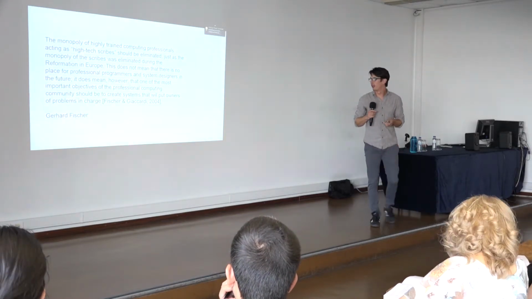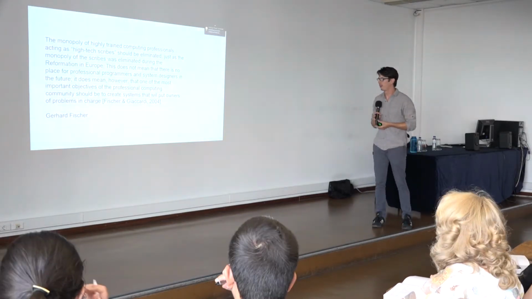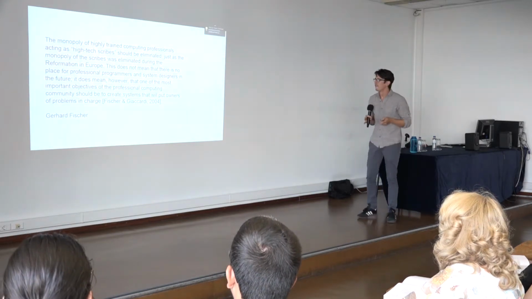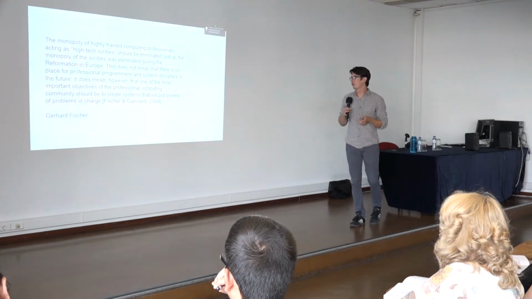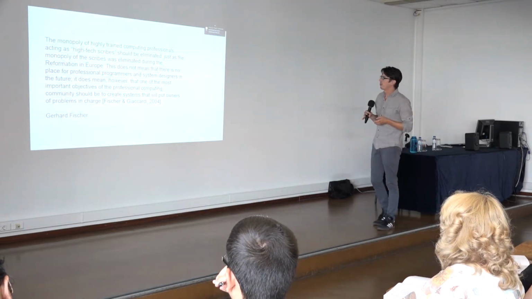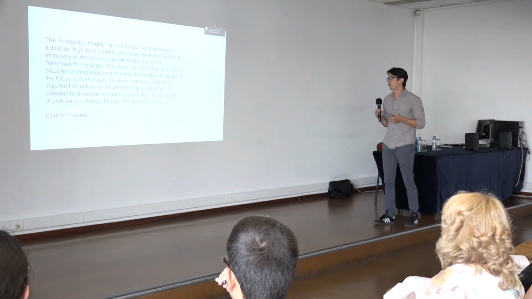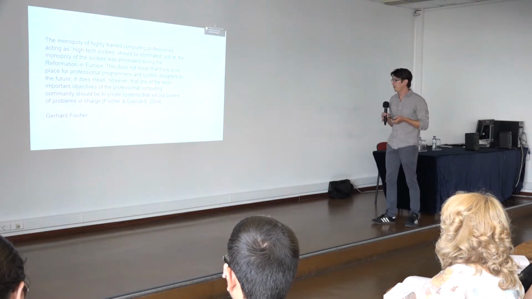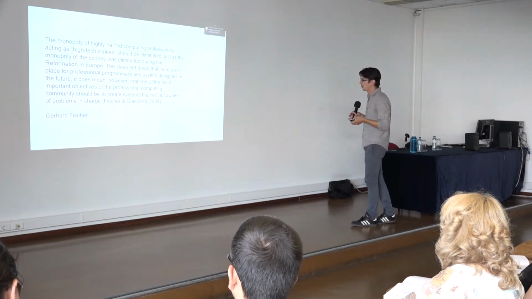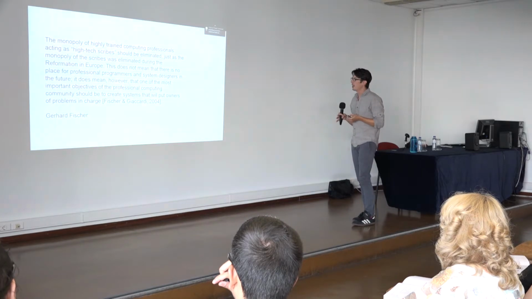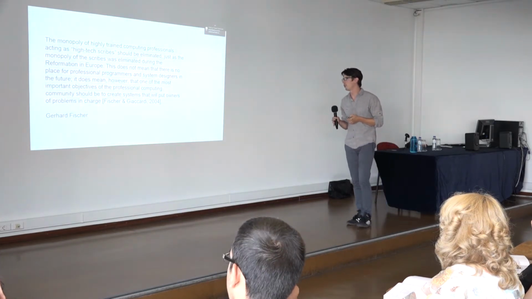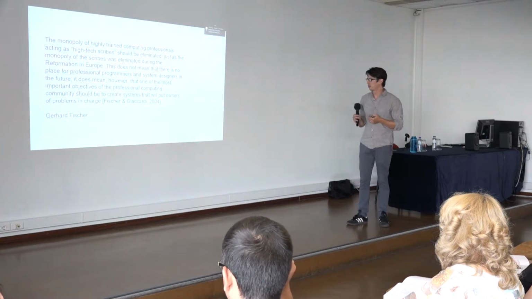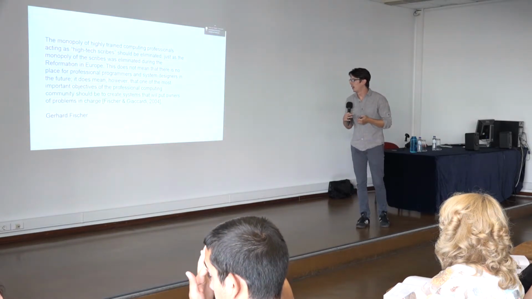He goes on, and I include this quote just because I think it's actually fairly relevant to the digital humanities. The monopoly of highly trained computing professionals acting as high-tech scribes should be eliminated, just as the monopoly of the scribes was eliminated during the Reformation in Europe. This does not mean that there's no place for professional programmers and system designers in the future. It does mean, however, that one of the most important objectives of the professional computing community should be to create systems that will put owners of problems in charge.